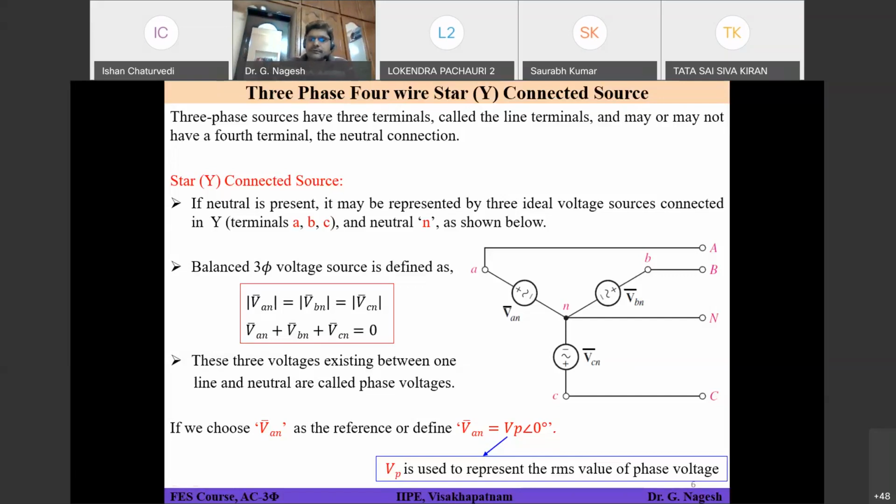This is because the amplitudes are the same, that means the RMS value of your phase voltage is the same, so I can use some constant representation as VP. Because we are talking about a balanced system. If it's an unbalanced system, we can't represent it like that.